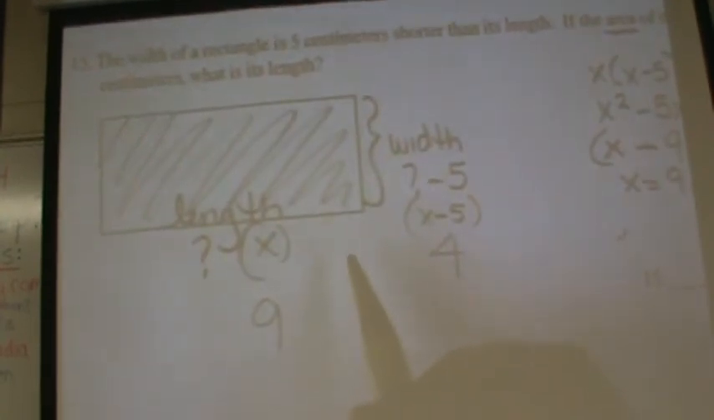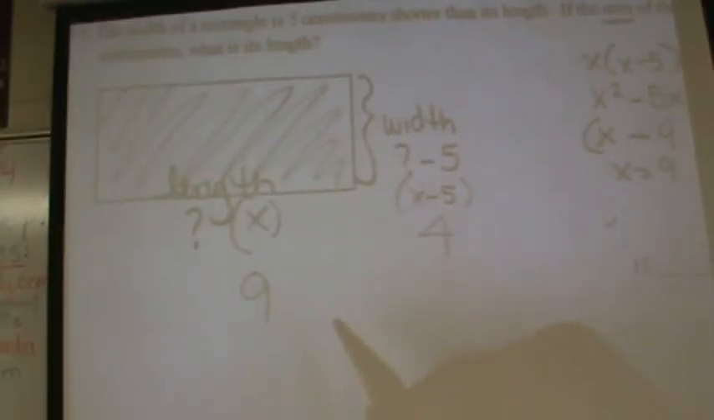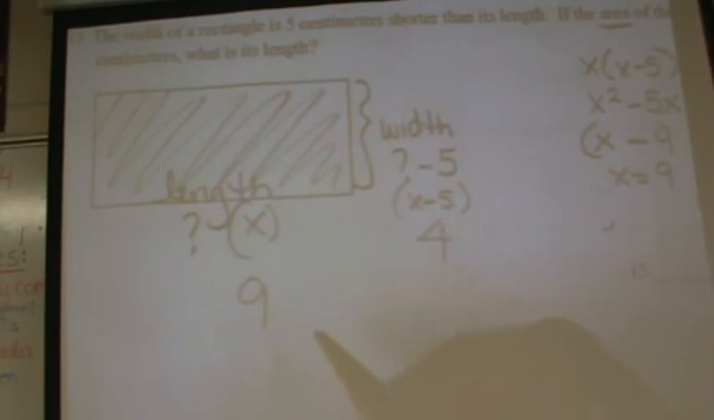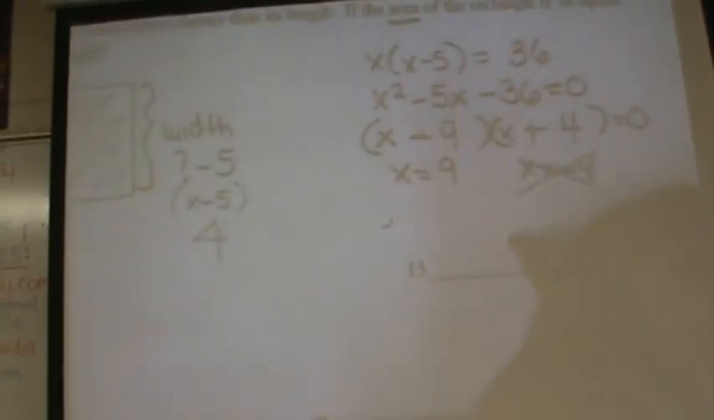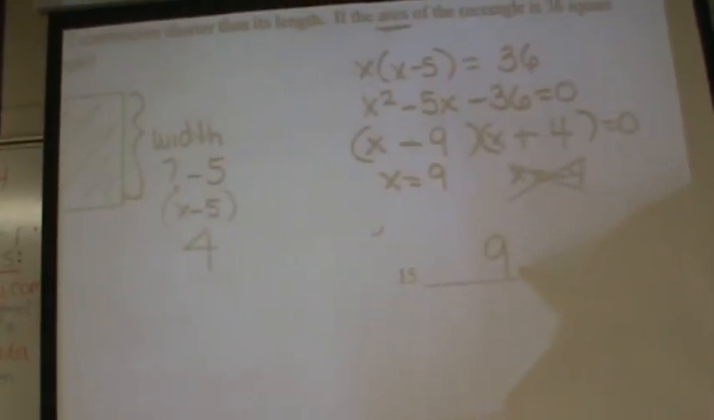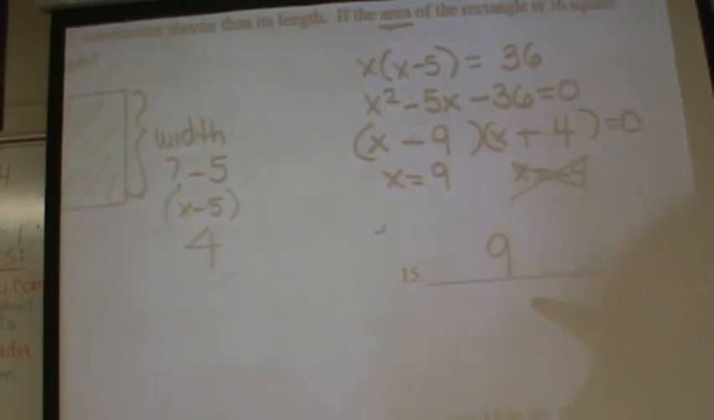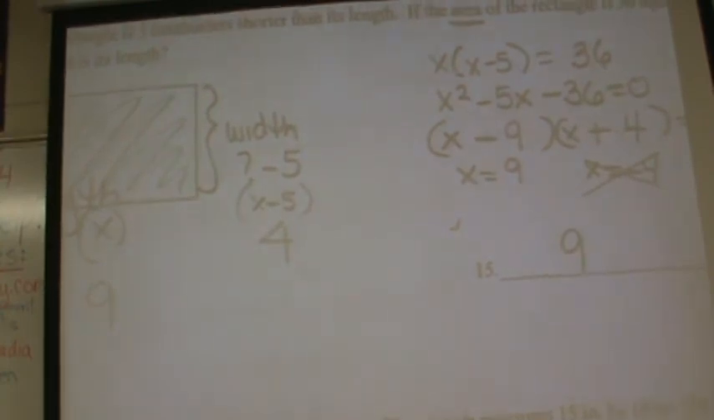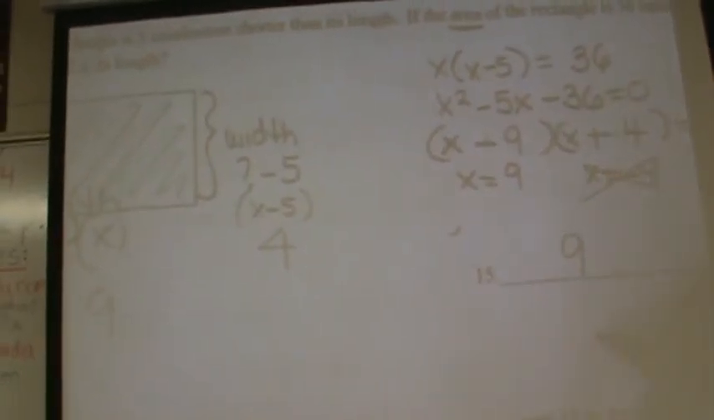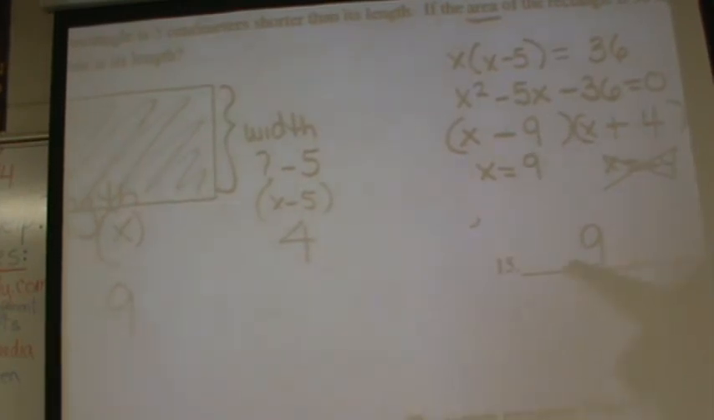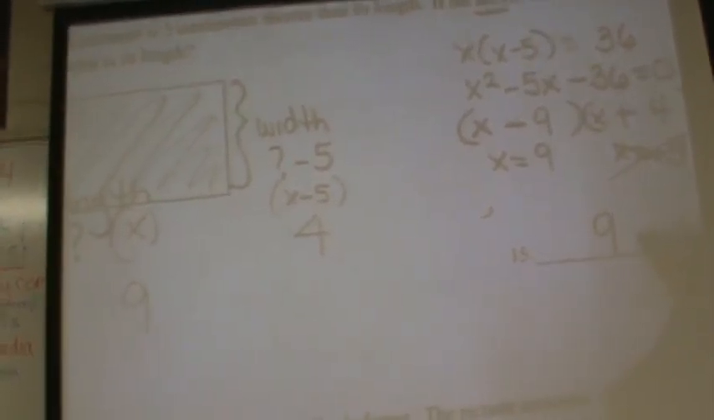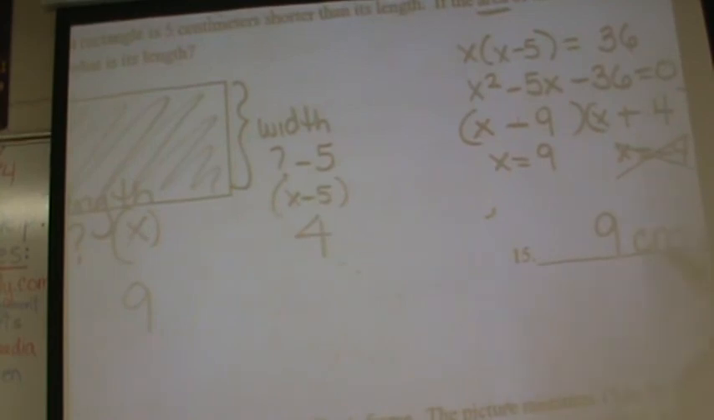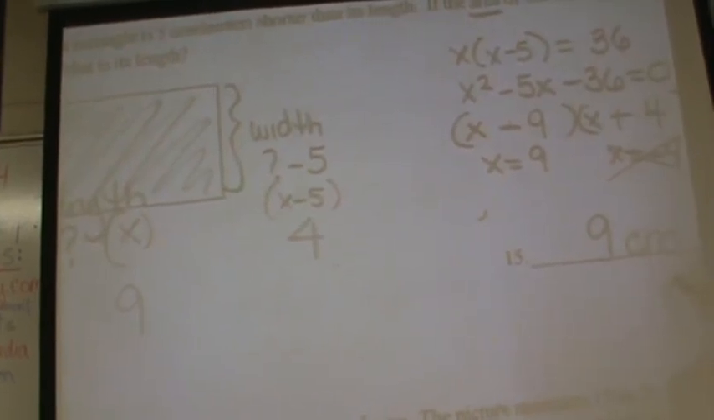Let's read the question. It says, if the area is 36 centimeters, what is its length? How will you answer what the length is? Nine. It's 9. If I say, what's your favorite color? You're gonna tell me your favorite color. You're not gonna say, I like red and pizza. I didn't ask you something else. Answer the question and label it too. That's one thing I'm trying to practice with you guys, is answering the question.